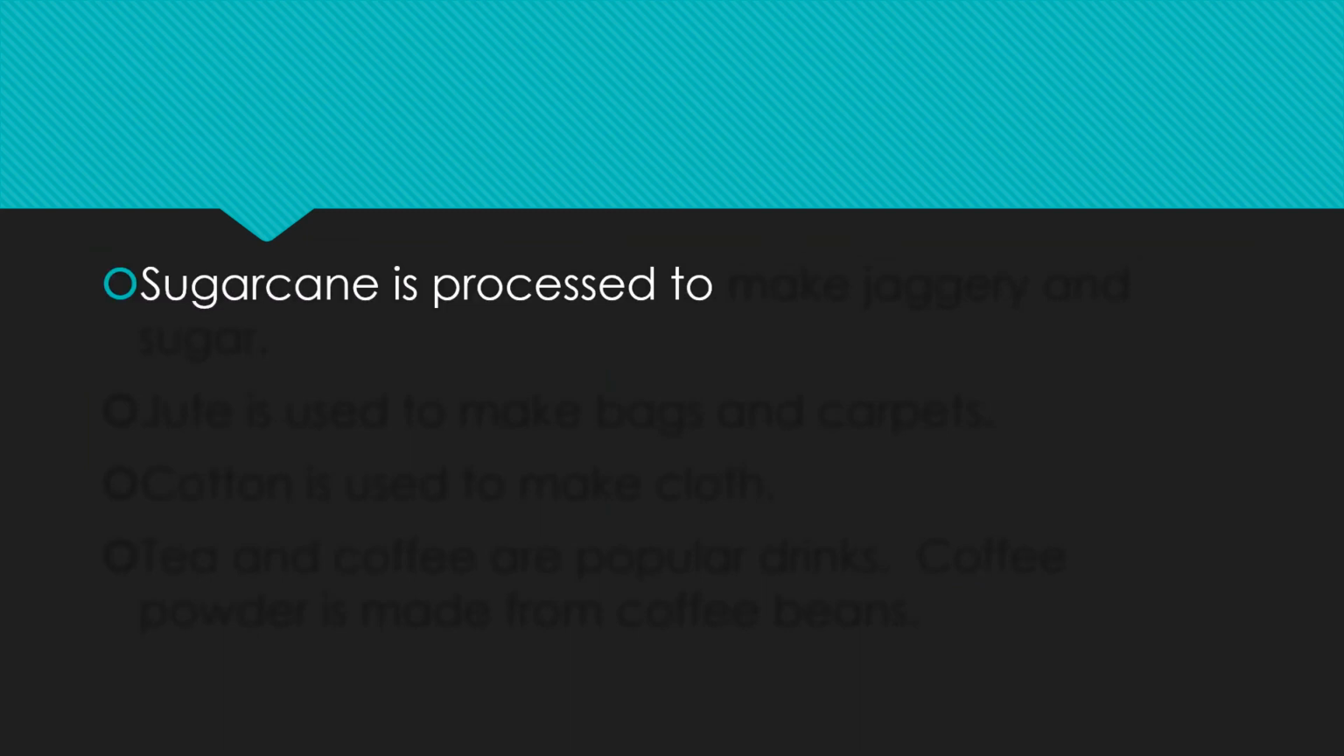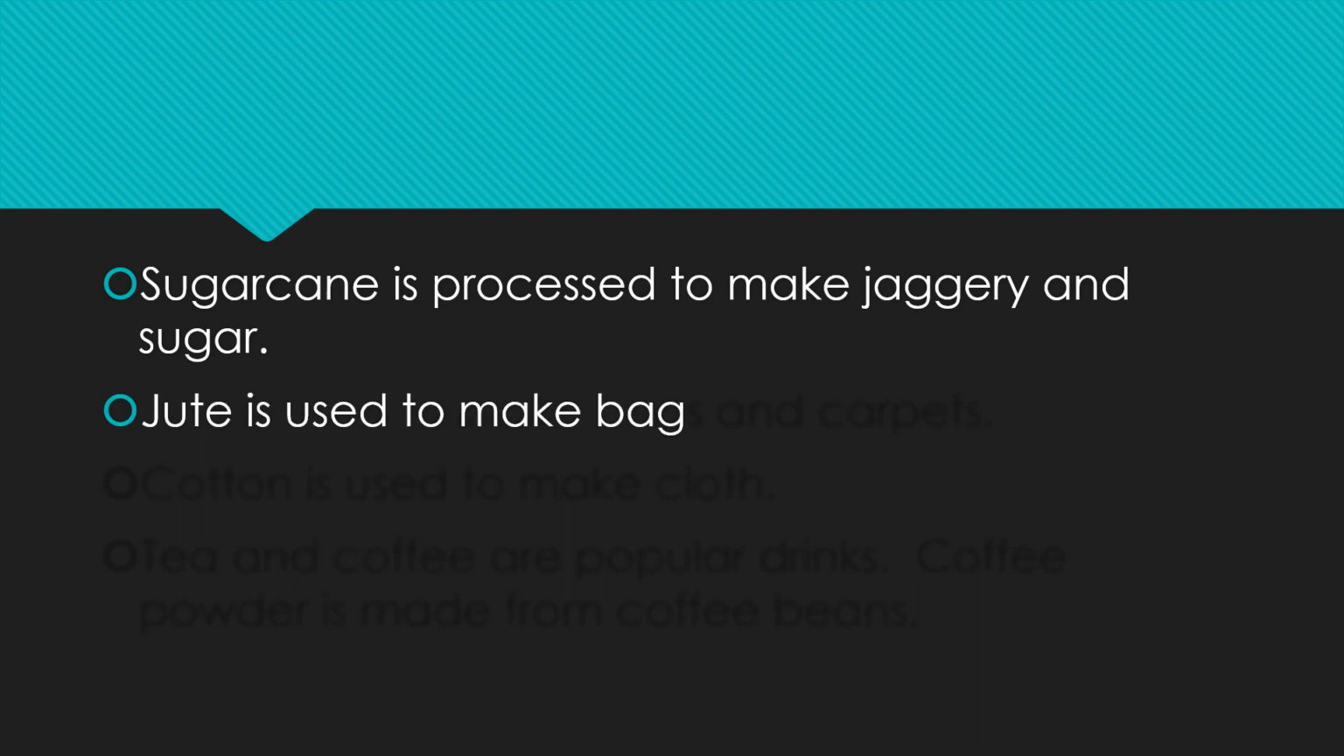Now let us see some important facts about these cash crops. Sugarcane, which is a cash crop, is processed to make jaggery and sugar. Jaggery is the gur which we use during the winter season. The next is jute. Jute is used to make bags and carpets. So jute is used as a raw material, and using jute in industries, we make finished products like bags and carpets. So jute is a raw material and bags and carpets are the finished goods.